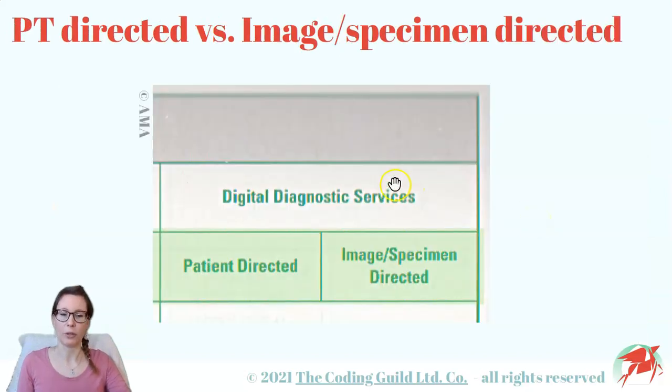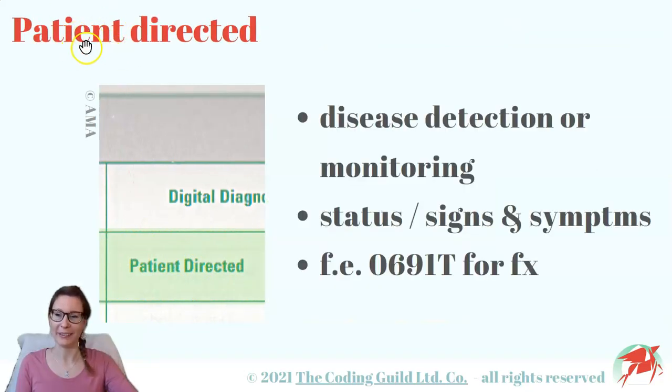Finally, we have arrived at the subgroups of digital diagnostic services. Remember, this is where the provider is interacting with AI or algorithmically derived results. The choice here is between patient-directed versus image or specimen-directed diagnostics. Patient-directed digital medicine is when the service is aimed at disease detection or monitoring. In these cases, the patient already has an established problem needing ongoing monitoring, or they are showing signs and symptoms of a disease that needs diagnostics.